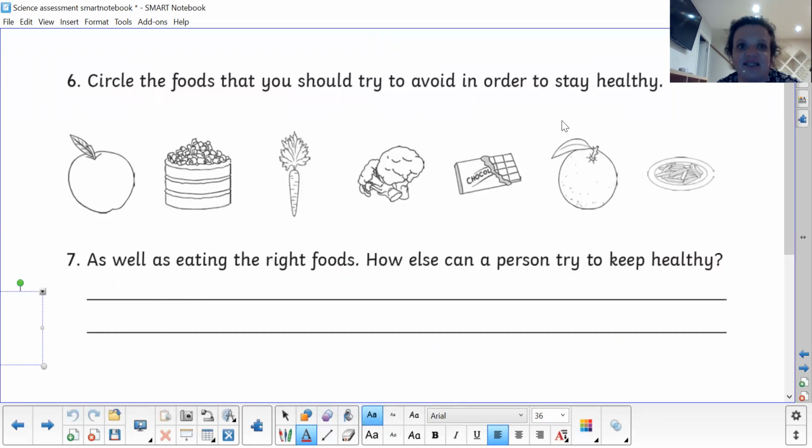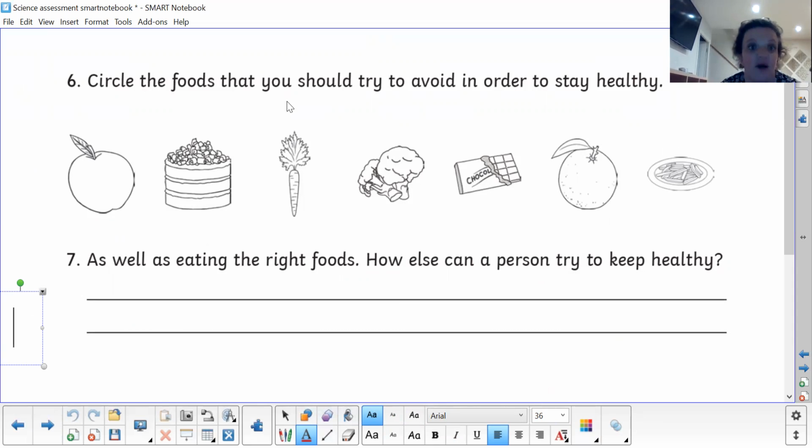Okay, number 6. Circle the foods that you should try to avoid. So you can have them sometimes, but you shouldn't have them all the time. Try to avoid them to stay healthy. So which of these foods should you try to avoid to stay healthy? Off you go. Okay, pause the screen.